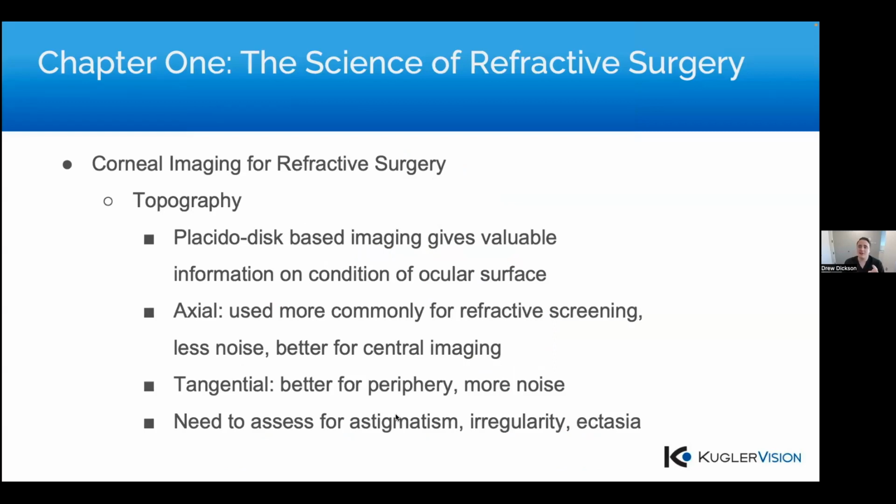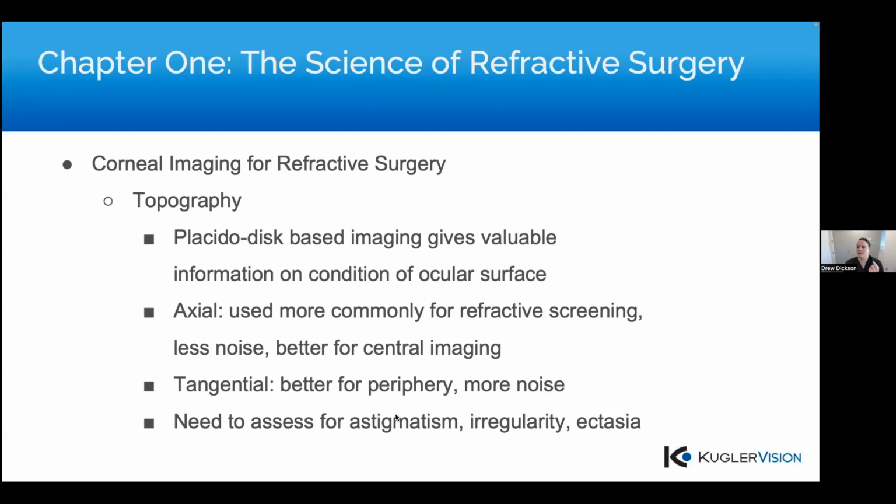Some other technology that's important in refractive surgery for imaging includes topography, which hopefully most of you are familiar with. There are different types of topography. The main one we typically think of is Placido disc-based imaging, and you may have had some discussion on this during your cornea lecture. Placido disc-based imaging essentially shows concentric rings of the cornea that relate to the steepness or flatness in a certain area.